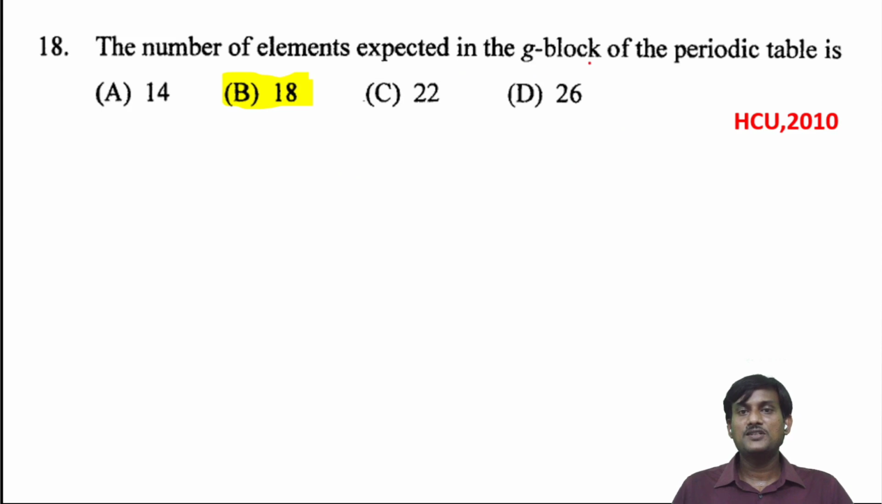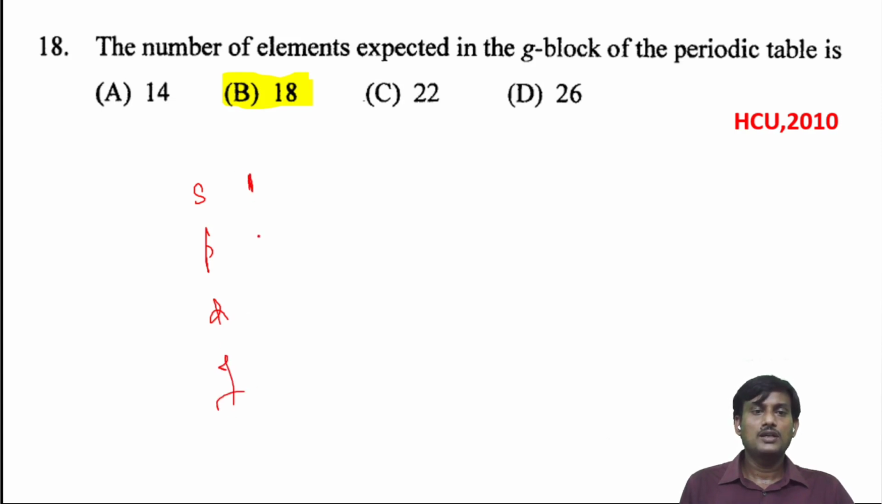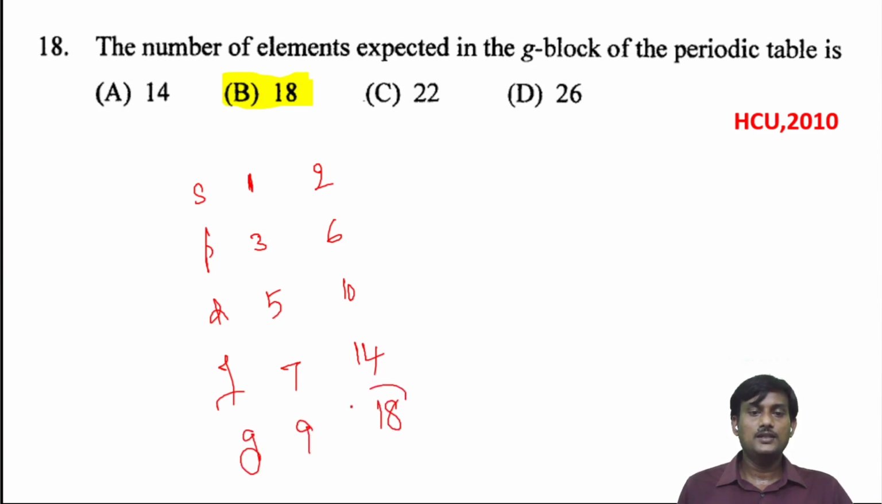The number of elements expected in the G block of the periodic table is, we have s, p, d, f, the number of orbitals: s 1, and the sublevels 3, 5, and 7. So the number of electrons will be 2, 6, 10, and 14. The next level is g. It will be 9, 9 into 2, 18 electrons it can accommodate. So if you have a g block, it can have 18 elements.